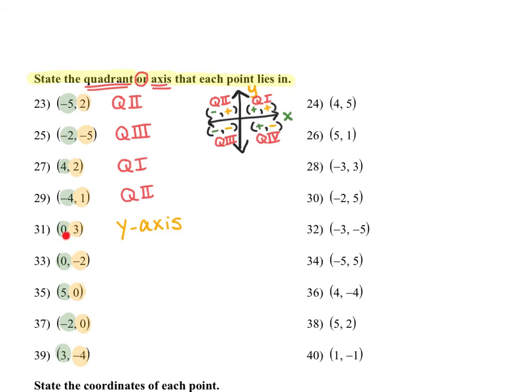Number 31, (0, 3) would fall on the y-axis because the x value is 0. Also, number 33 would fall on the y-axis because the x value is 0. Both 35 and 37 would fall on the x-axis because the y values are 0. And number 39, (3, -4) would fall in quadrant 4 because the x value is positive and the y value is negative. So again, go ahead and try the even numbers and press pause or let me know if you have any questions before moving on to the next section.